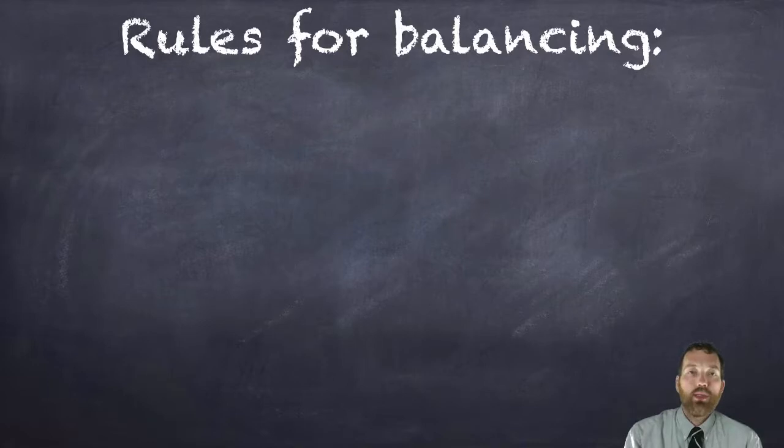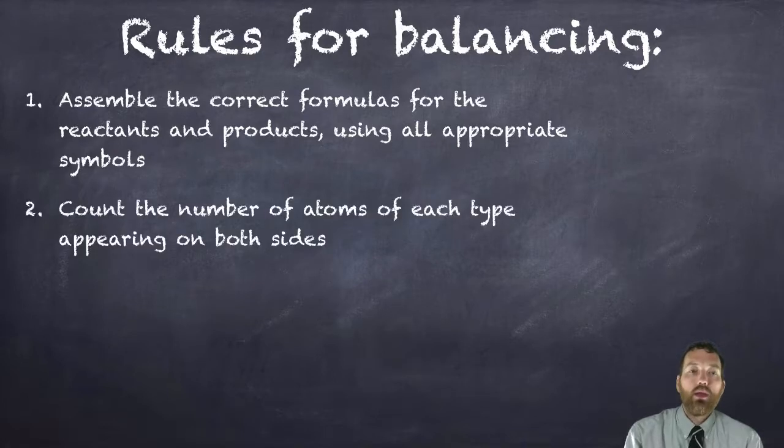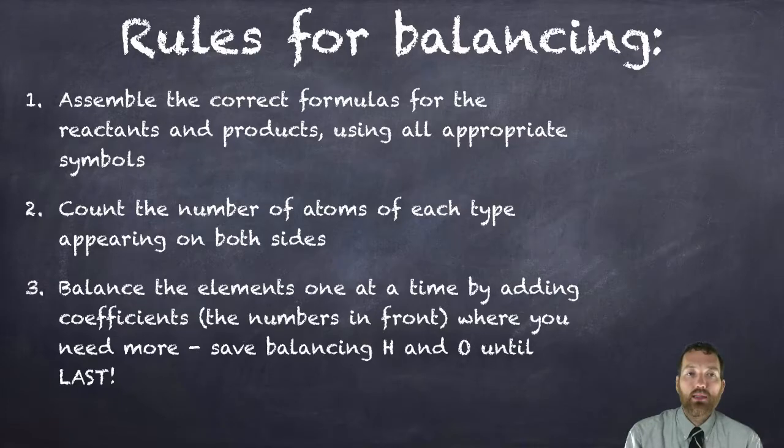So there's some rules that we need to follow to correctly balance equations. First is we need to assemble the correct formula for the reactants and products using all appropriate symbols. Now, sometimes this is done for you. Sometimes you have to take the words and turn them into the correct formulas and then balance. Next, we need to count the number of atoms of each type appearing on both sides. Then we balance the elements one at a time by adding coefficients. Those are the numbers in front where you need more.